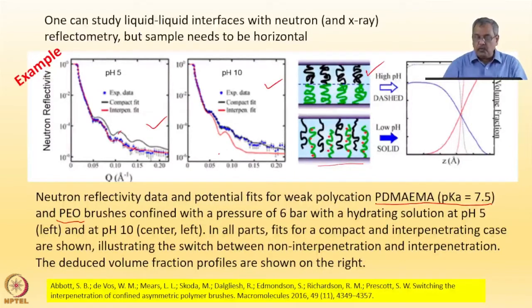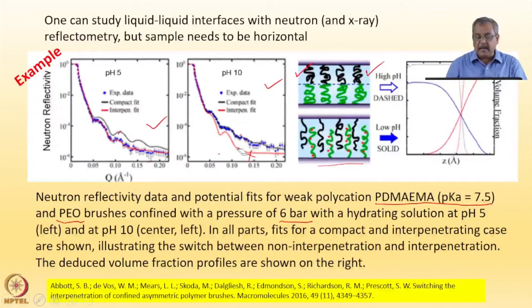But when we go to pH 10, of course under a pressure of 6 bar, this whole experiment was done at the pressure of 6 bar, then it switches from interpenetration to no penetration. Here the experimental data for interpenetration, this one, and no interpenetration, compact fit, this one gives a much better fit, so it supports this picture, and this is not correct here, this is not accepted.